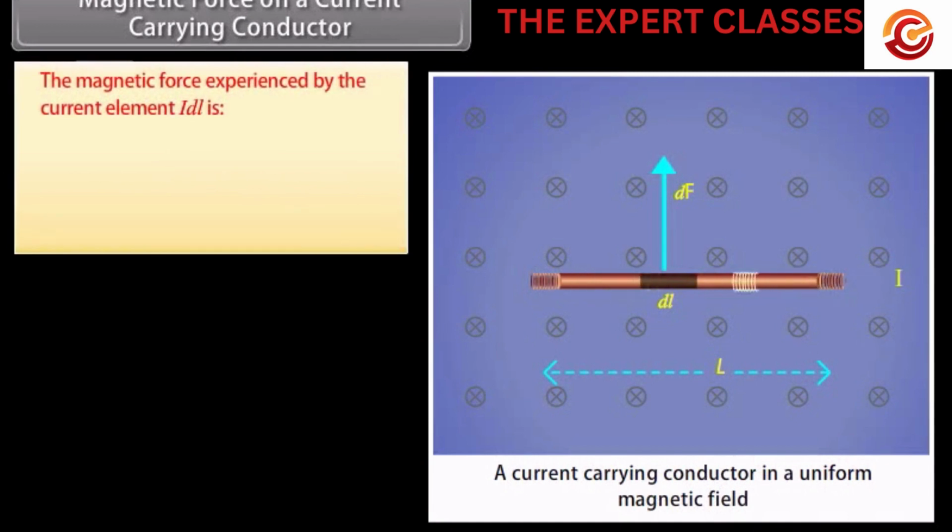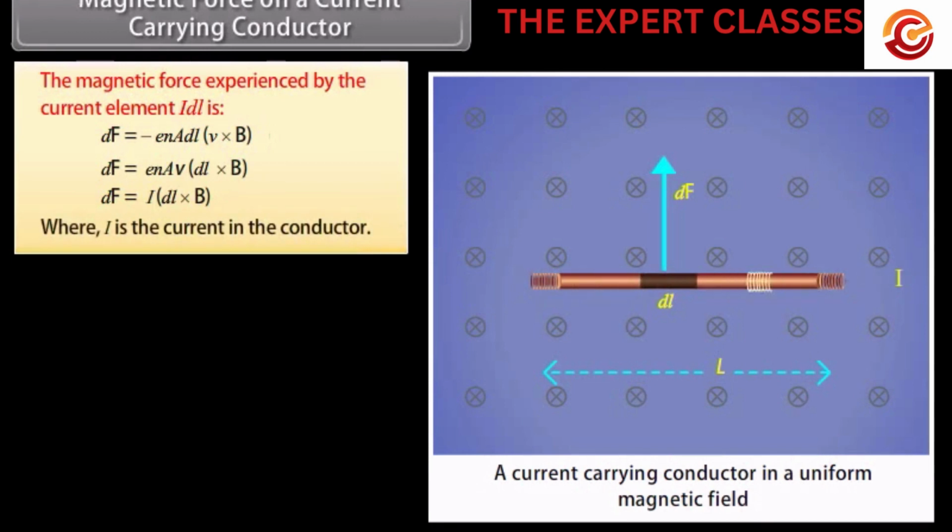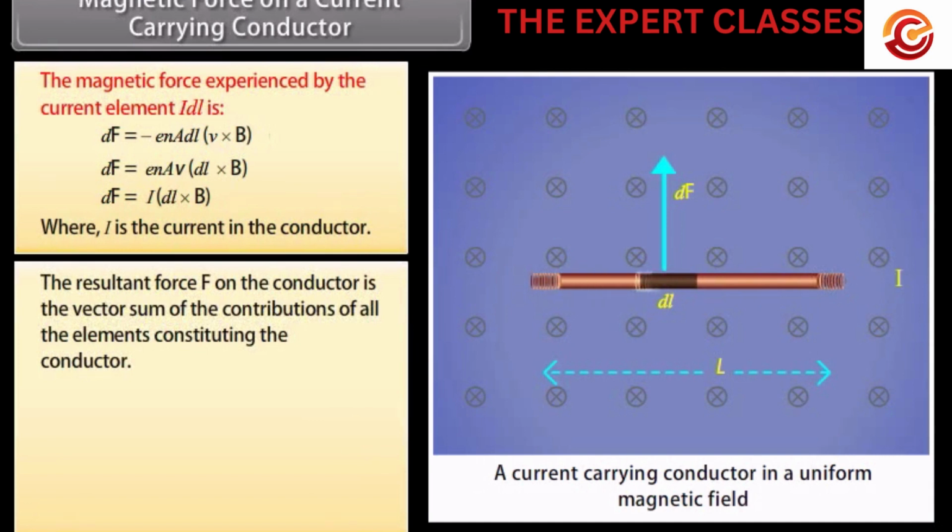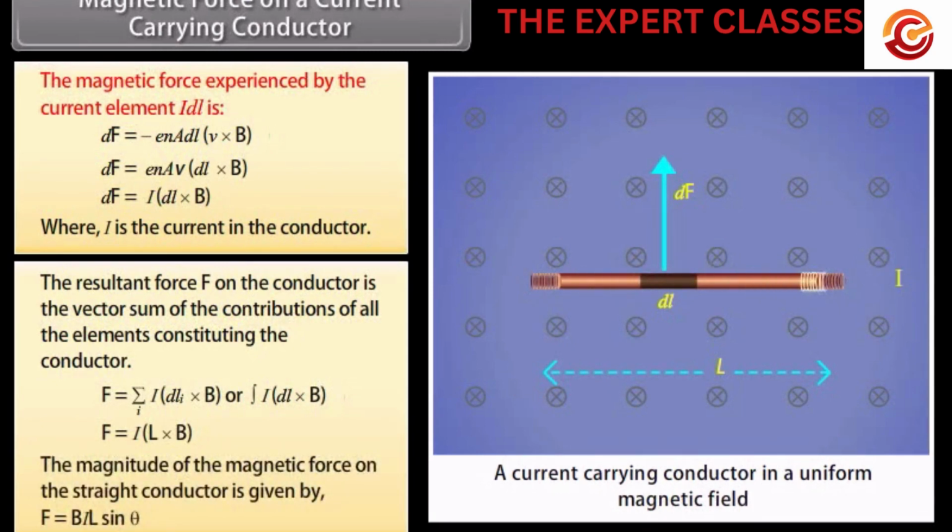The magnetic force experienced by the current element I dl is given by -e nA dl (v × B), which is equal to I (dl × B), where I is the current in the conductor. The resultant force F on the conductor is the vector sum of the contributions of all the elements constituting the conductor. Now we get the result F = I (L × B). The magnitude of magnetic force on the straight conductor is given by F = BIL sin θ.